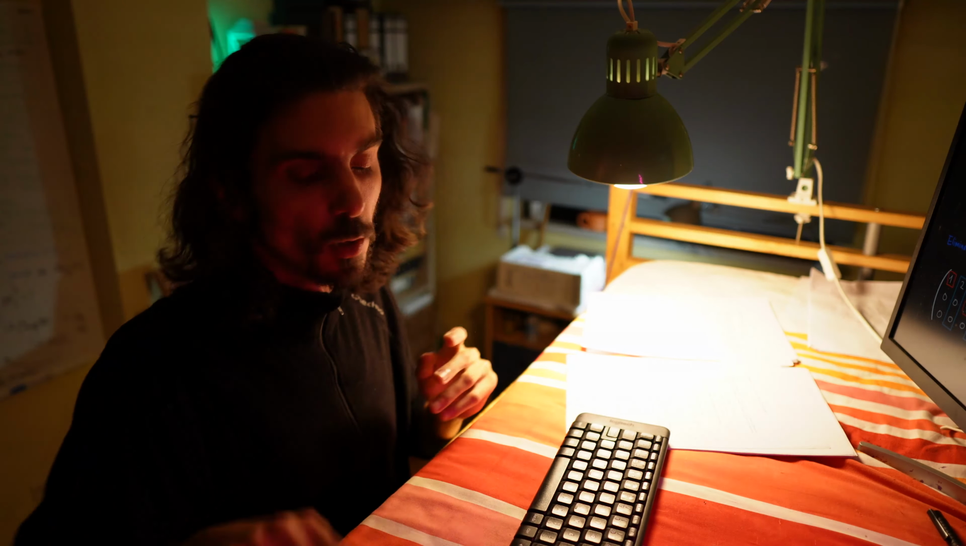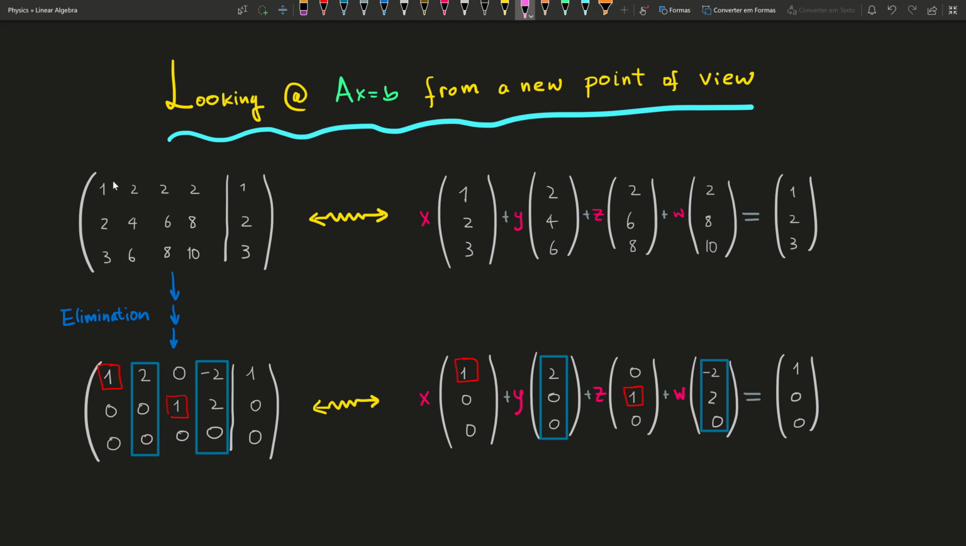Our task now is to look at the system of equations Ax = b from a new perspective. Take, for example, this augmented matrix here. It's a system of three equations in four unknowns, which can be interpreted under this new point of view as a linear combination of the columns equal to the b vector here.